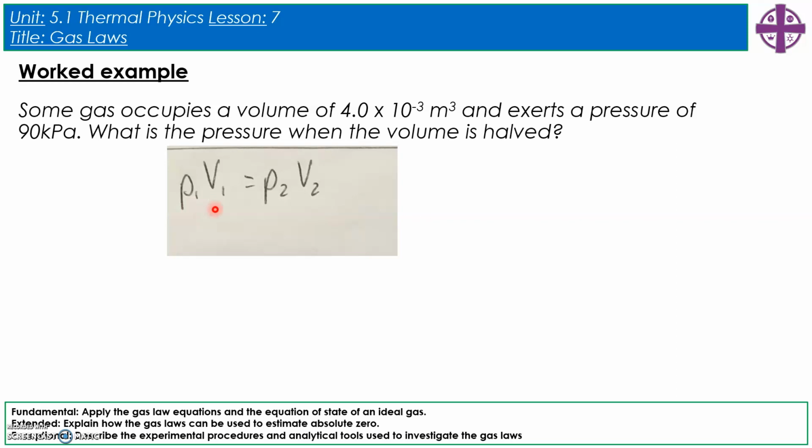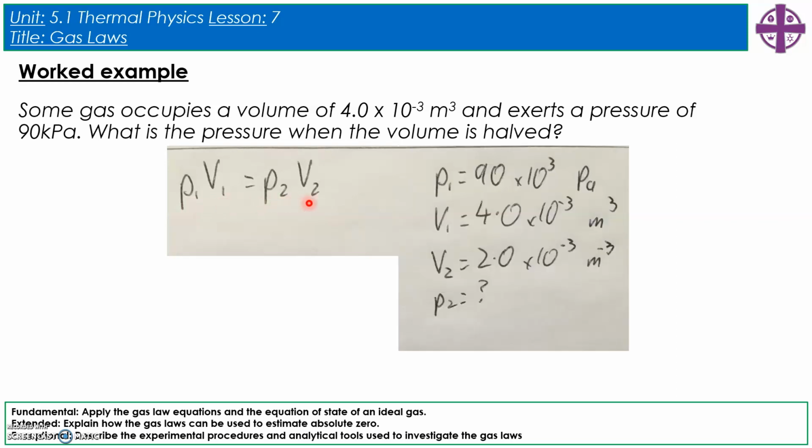So I know the equation is P1 V1 equals P2 V2. My P1, my initial pressure, is 90 kilopascals times 10 to the power of 3. My initial volume is 4 times 10 to the minus 3. My second volume, after the change, V2, is half of that. So it's going to be 2.0 times 10 to the minus 3 meters cubed.